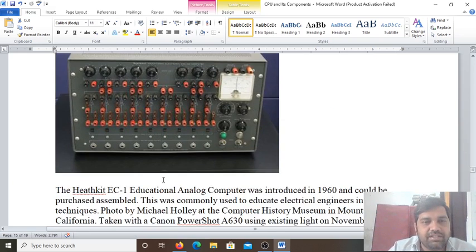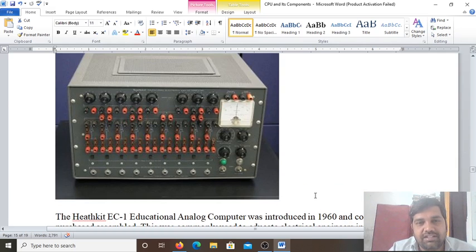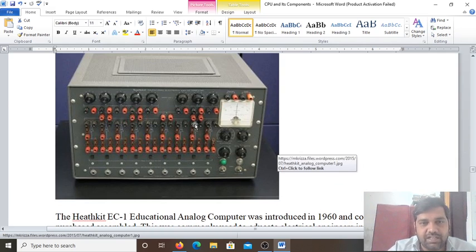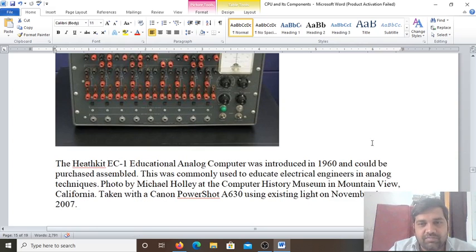Now, here you can see a Heathkit EC-1 educational analog computer introduced in 1960. This is also an analog computer, just looking like an amplifier, and could be purchased assembled. This was commonly used to educate electrical engineers in analog techniques.